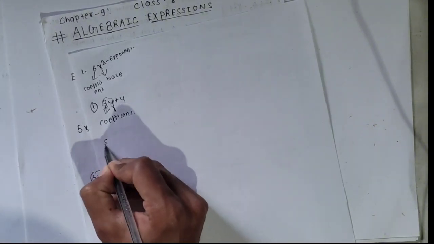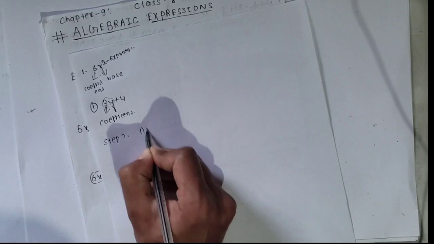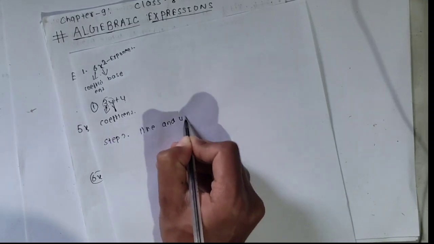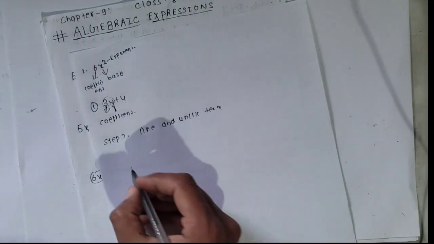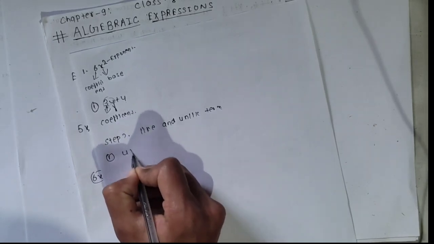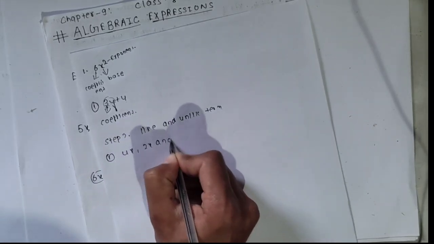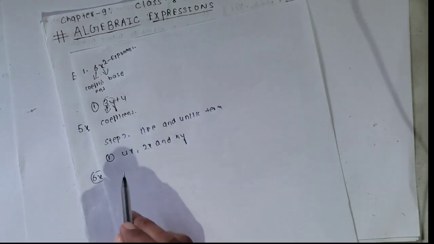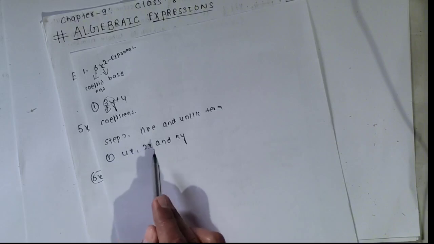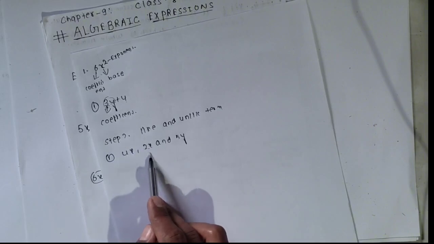We go to step 2, like and unlike terms. Now let's see if we can identify like and unlike terms in some expression. Here, 4x, 2x and 5y. Which of these terms are like terms and which are unlike terms? I repeat again, which of these terms are the like terms?